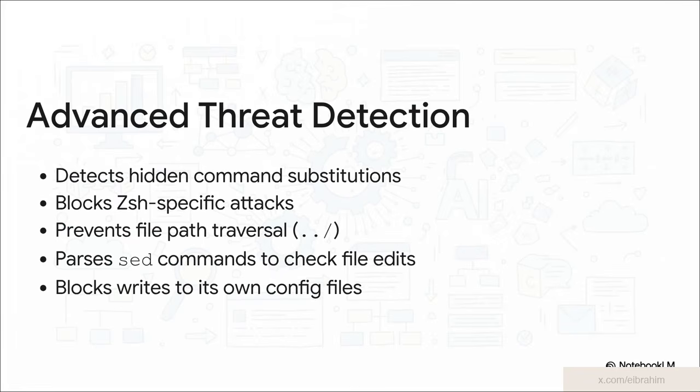But it goes so far beyond just simple permissions. This system is actively hunting for threats. It's smart enough to find hidden commands buried inside other commands. It can block attacks that are unique to specific shells, and it even understands text editing commands like sed, just to make sure the AI isn't trying to pull a fast one. It even protects its own settings files from being changed. This isn't just careful engineering, it's paranoid engineering.